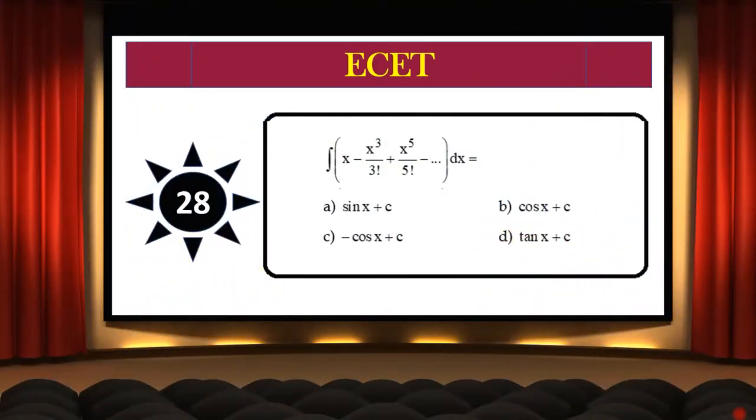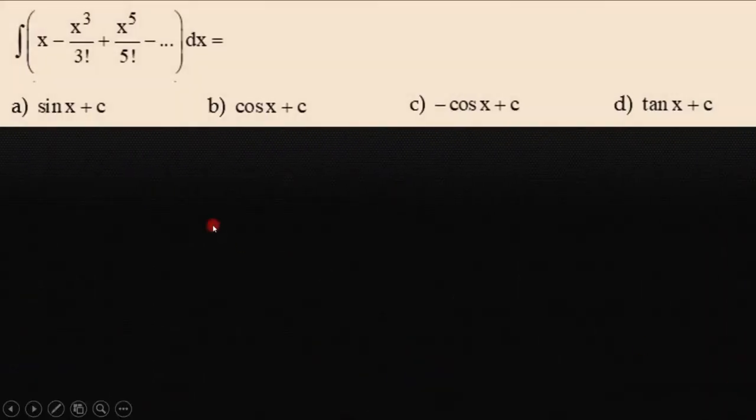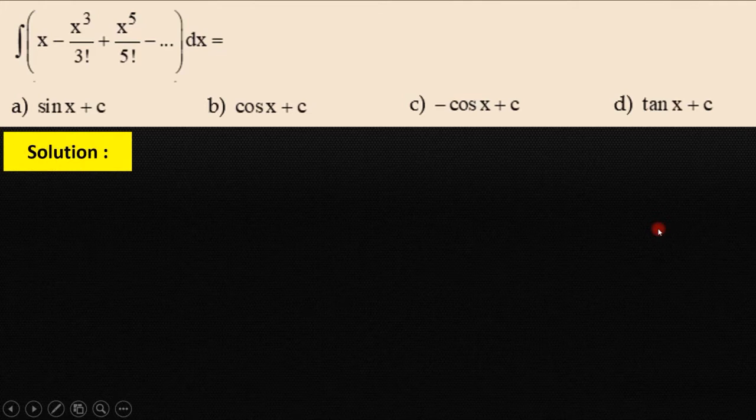Dear students, see the question number 28. Read the question and write it. The question is integral x minus x cube by 3 factorial plus x power 5 by 5 factorial minus and so on into dx is equals to, options are sin x plus c, cos x plus c, minus cos x plus c, tan x plus c. Let us find this.